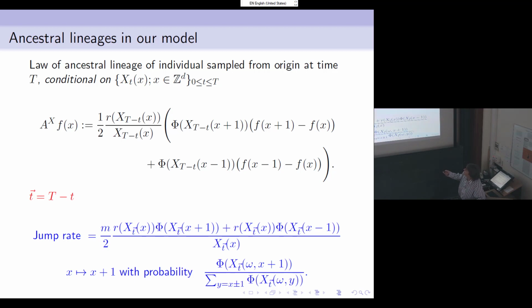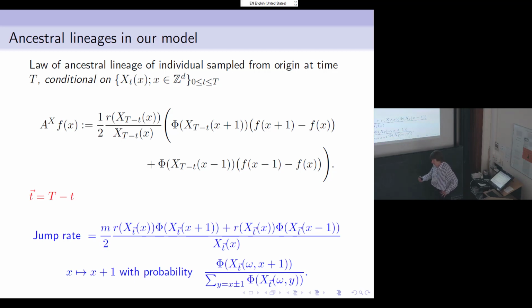So, the ancestral lineage, I'm going to write it down conditional on knowing the whole population process over a time interval from 0 to t. And I'm going to suppose I sample an individual from the origin at time t, and I ask how does the lineage go backwards in time? So where was it at all times in the past? And if I take t big enough, that's going to tell me something about the dispersal going backwards. Okay. Well, first of all, how often will that lineage jump? Well, the lineage jumps when it is one of the individuals sitting in the deme that migrated from a neighbouring deme.